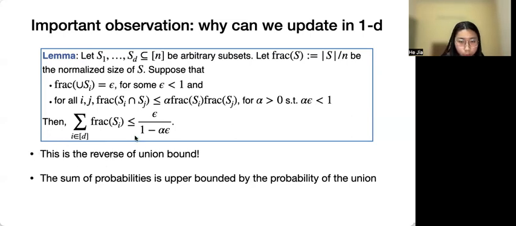We can see this is actually the reverse of the union bound. The union bound says that we can bound the probability of the union of some events by the sum of the probabilities of those events. And here we bound the other way, the reverse direction. We bound the sum of probabilities by the probability of the union. So the right-hand side is epsilon. Epsilon is actually the fraction of the union.